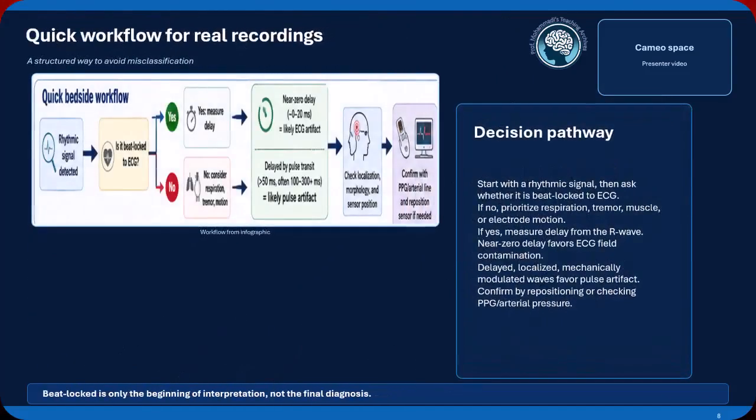Next slide, please. This workflow provides a structured way to avoid misclassification. Start with the observation of a rhythmic signal, then ask whether it is beat-locked to the ECG. If it is not beat-locked, consider respiration, tremor, muscle activity, or electrode motion. If it is beat-locked, the next question is whether there is a delay. A near-zero delay favors ECG field contamination, while a consistent delay after the R-wave supports pulse artifact. The final step is confirmation by examining localization, morphology, sensor position, and a pulse reference, such as PPG or arterial pressure. Beat locking is only the beginning of interpretation, not the final diagnosis.